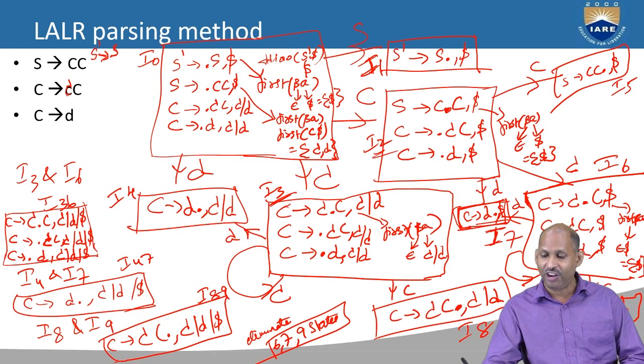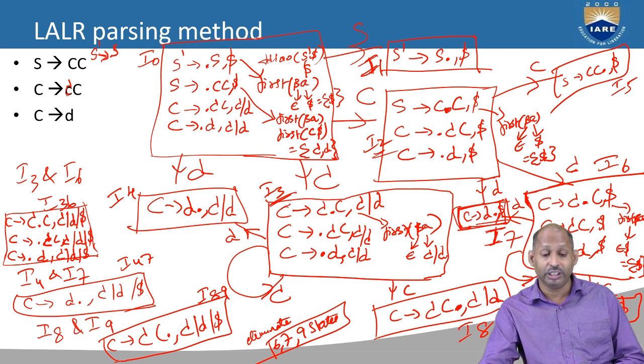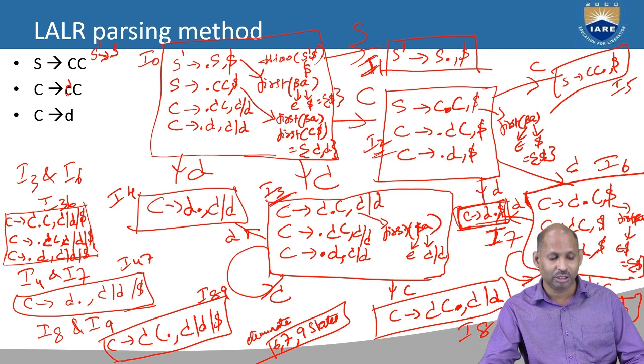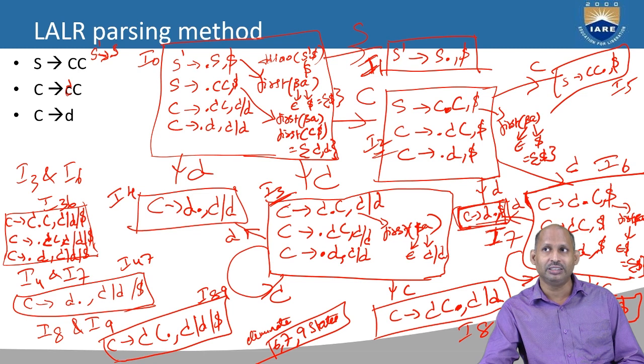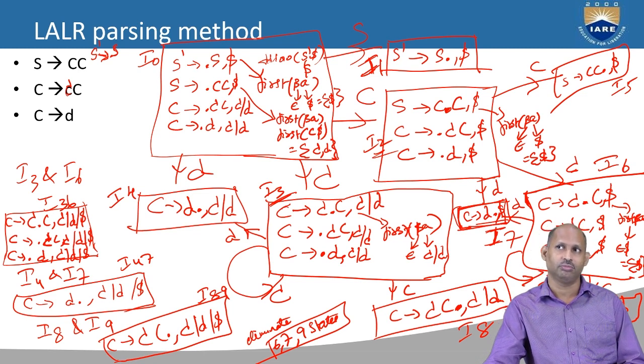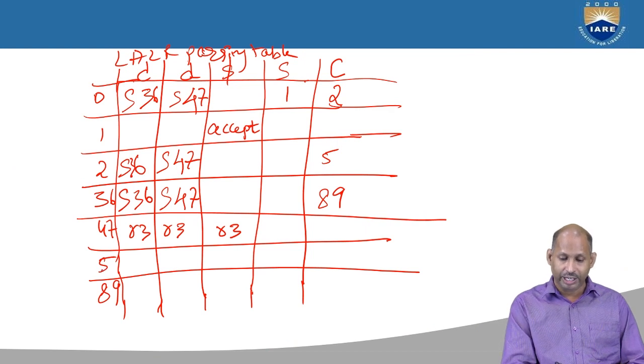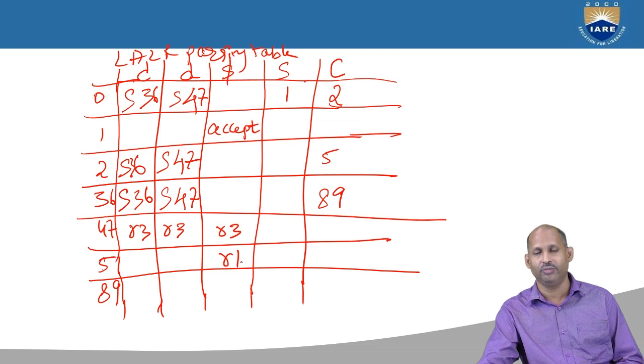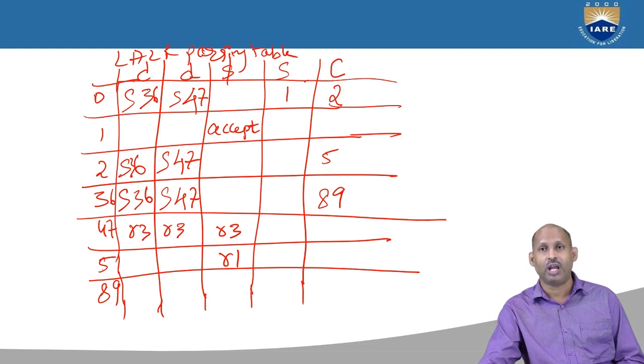Then I5, dot at the end. What is the production number? 1. What is the lookahead symbol? It is dollar. Right? So here for I5 we write reduce production number 1.